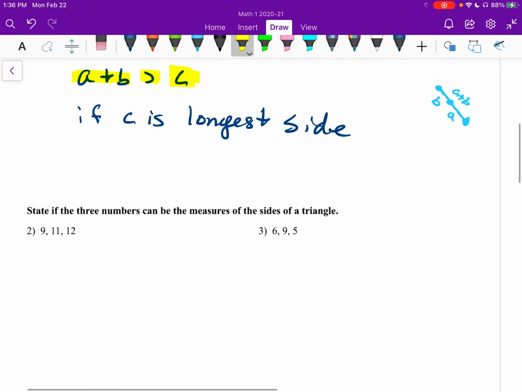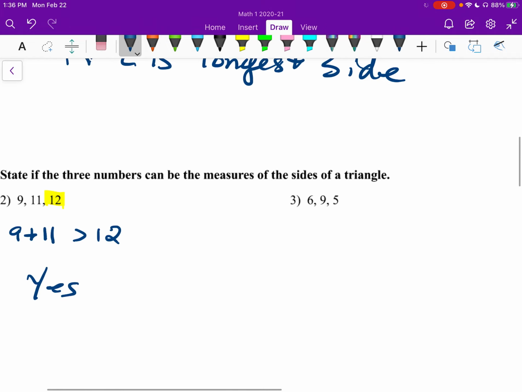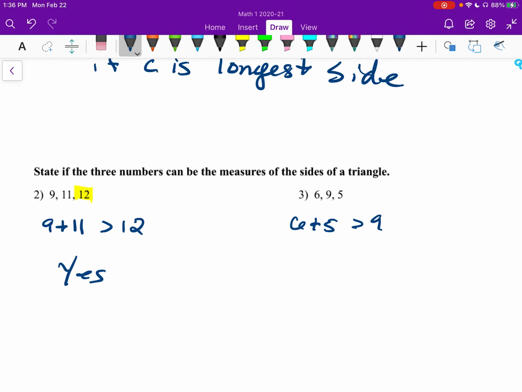So let's look at this. The longest side is 12. So the short sides are 9 plus 11, which is bigger than 12, right? That is bigger than 12. So yes, that could be a triangle. Next up, number 3. The shortest sides are 6 and 5. And 6 plus 5 is 11, which is bigger than 9. So yes, that can be a triangle too.